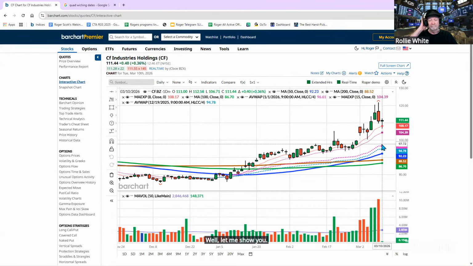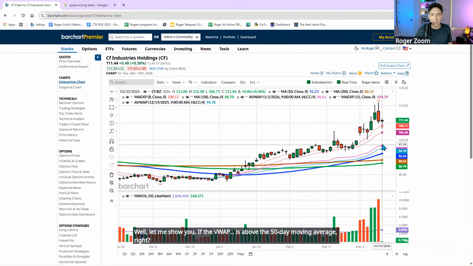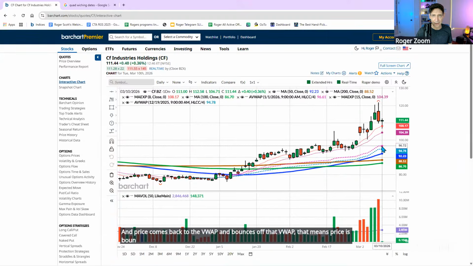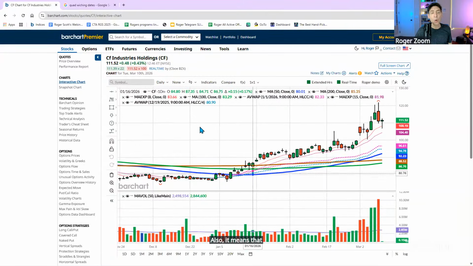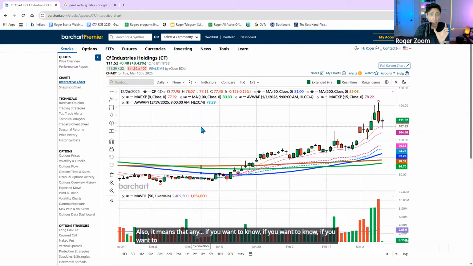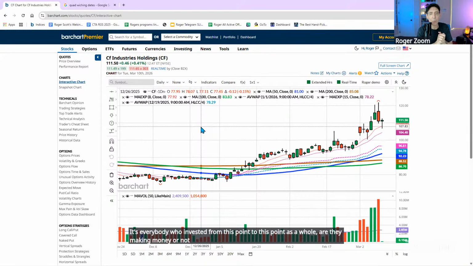If the VWAP is above the 50-day moving average, and price comes back to the VWAP and bounces off that VWAP, that means price is bouncing above fair value. Also, if you want to take a certain price point and ask yourself, is everybody who invested from this point to this point as a whole making money or not? You can connect the VWAP to it.